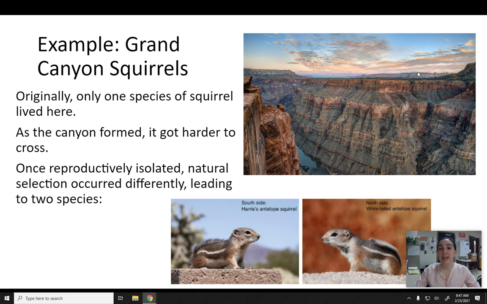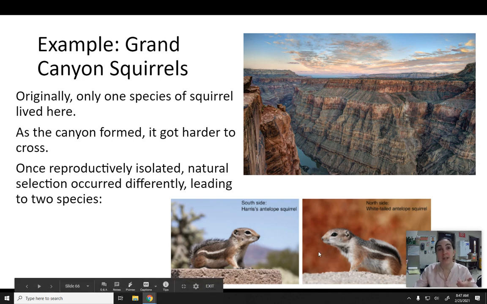Once they were isolated, the squirrels on this side just mated with squirrels on this side. The squirrels on this side just mated with squirrels on this side. So natural selection started to happen a little bit differently in those two groups. And over time, they developed into completely separate species. On the south side of the Grand Canyon, you have a species called Harris's antelope squirrel. And on the north side, you have one called the white-tailed antelope squirrel. They look very similar to us, but remember, if they can't or won't interbreed with each other and have offspring that are fertile, they are considered separate species. So these two have reached that point where they will no longer interbreed with each other and they are considered separate species.